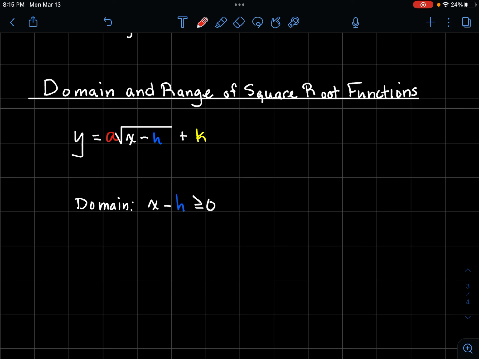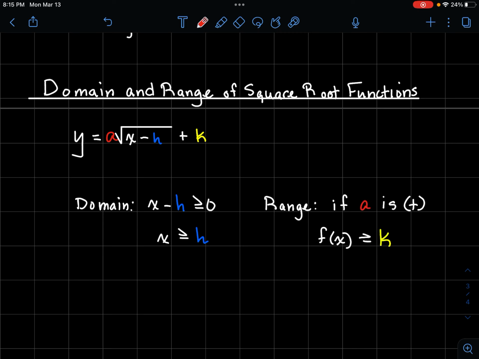So whatever this thing is that's underneath the square root, the radicand, needs to be greater than or equal to 0. If you look at this inequality that we have right now, if we add the h over, our domain is going to be greater than or equal to that h value.